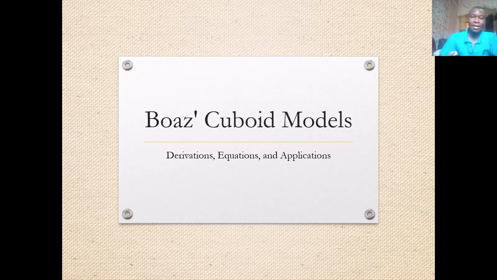We had looked at the cylindrical model and we saw how it works, and we did some applications, and we also saw how they are really applied in real world problems. So today we are going to see the cuboid models, and we are going to begin with the derivation, of course, then the equations and the applications of the model that is brand new, and it's called the Boas cuboid model.